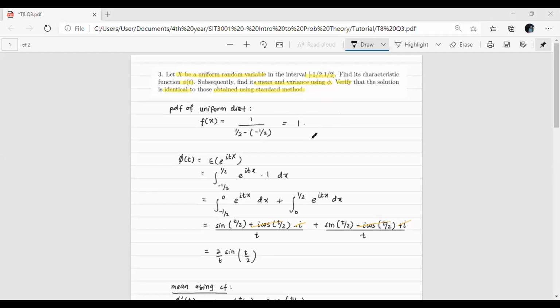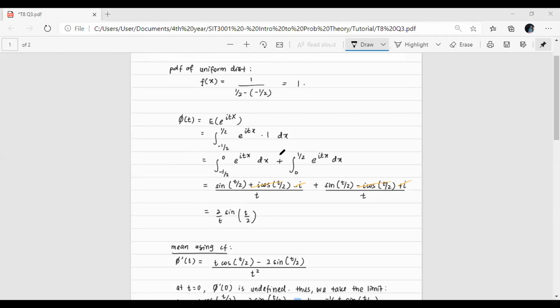So first, the PDF of X is equal to 1. So next we find its characteristic function, the expectation of e^(itX), which equals the integral here. And then I use Alpha to solve this complex integral, and I got this answer. And then the final answer of our characteristic function is (2 over t) sine(t over 2).